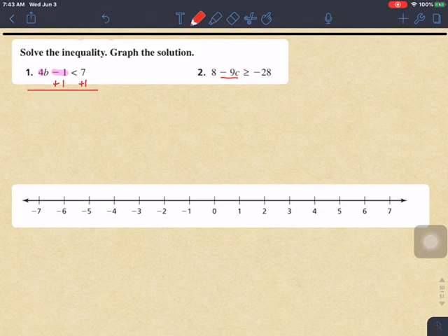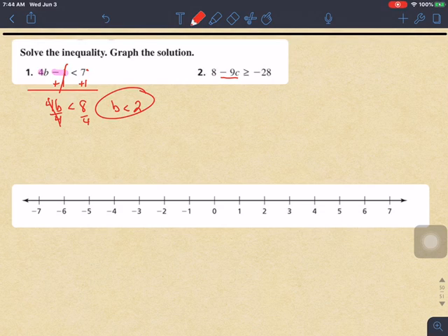So at this point, this cancels out. We have 4 times b is smaller than whatever 7 plus 1 is. That's 8. And then the next move is to divide by 4, divide by 4. That cancels out, so b is smaller than, right? 8 divided by 4 is 2. So that's how you go about that one.